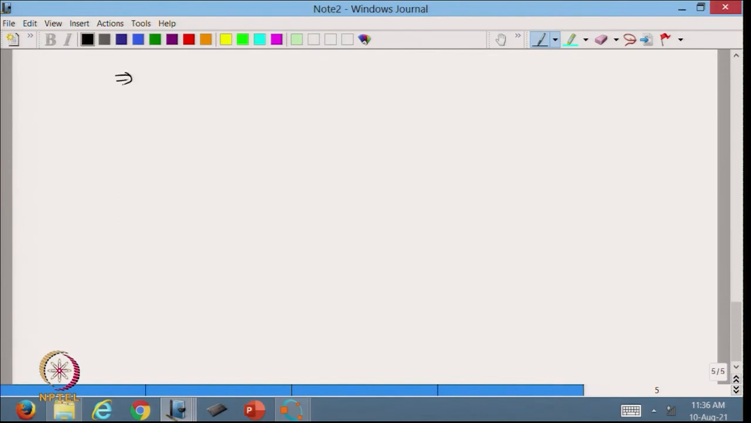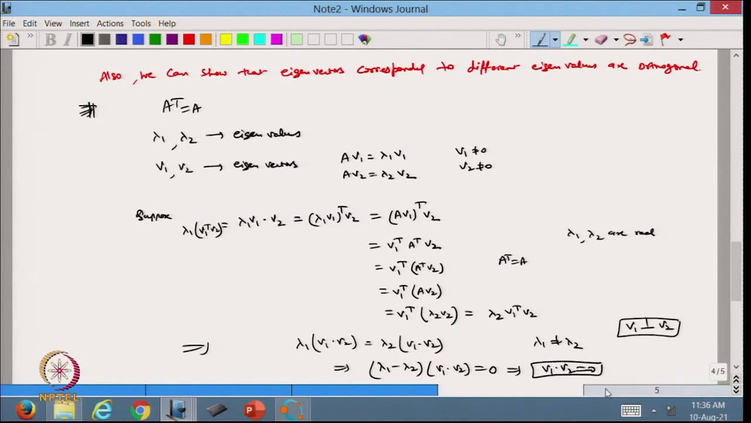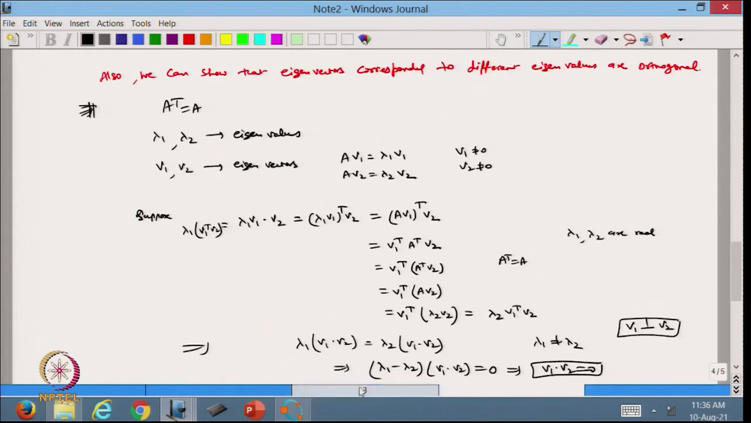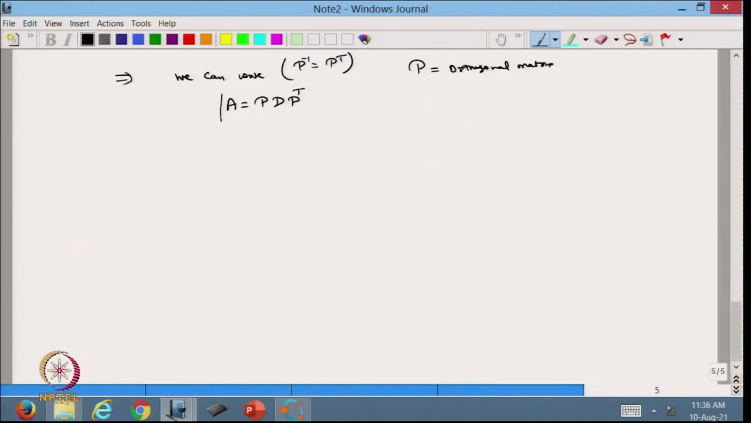So, from here I can say that in that case, we can write A as P D P transpose. Now what I do, I write a matrix P made up of eigenvectors, and those eigenvectors are orthogonal to each other. So, in that case, I will get P inverse is equal to P transpose, and the matrix P is an orthogonal matrix. So, from here you can see that this matrix A is diagonalizable, and the corresponding matrix P will be orthogonal.